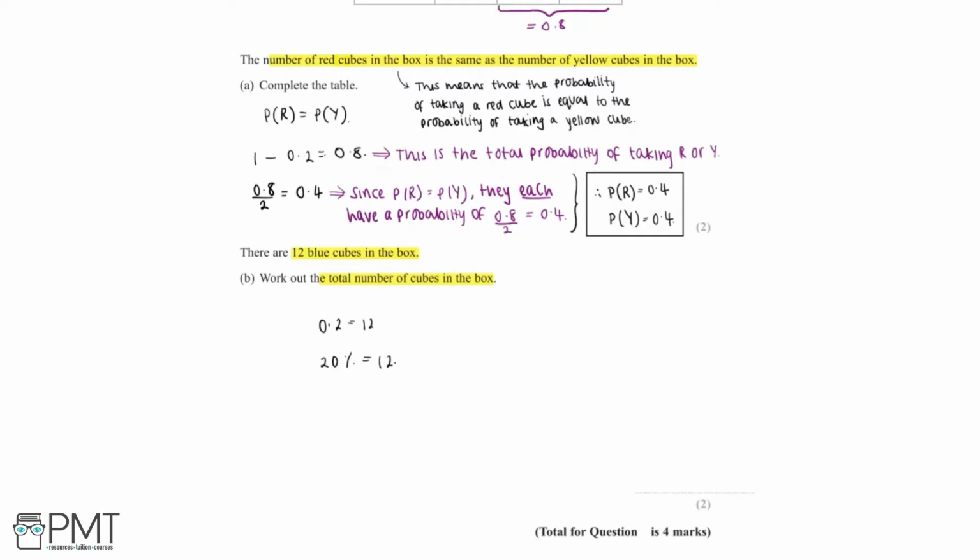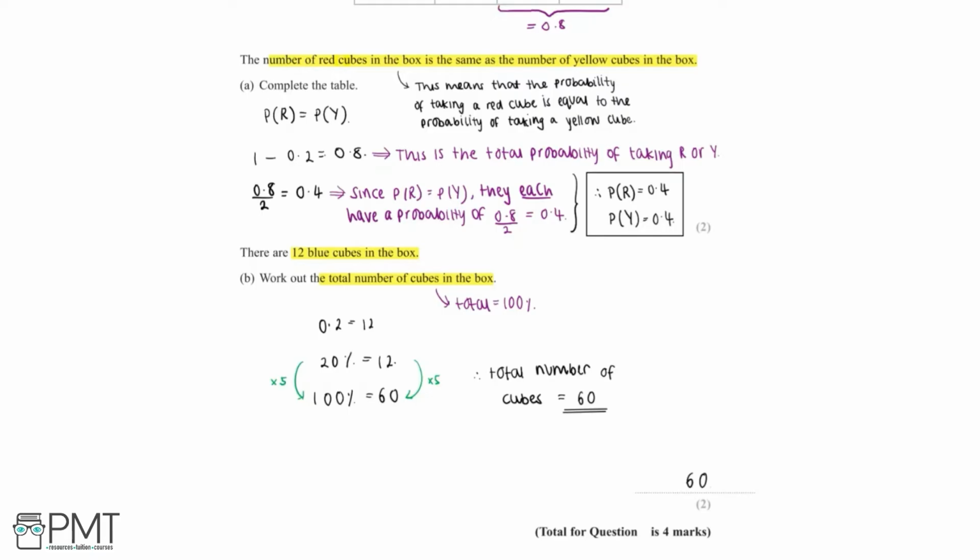Now before we continue with this question, we need to establish that the total number of cubes would be the value equal to 100%. Since we know 20%, we need to work out 100%. To get from 20% to 100%, we want to multiply both sides by 5. 12 multiplied by 5 is equal to 60, and so we can now say that the total number of cubes is equal to 60, which we can write down in our answer box below.